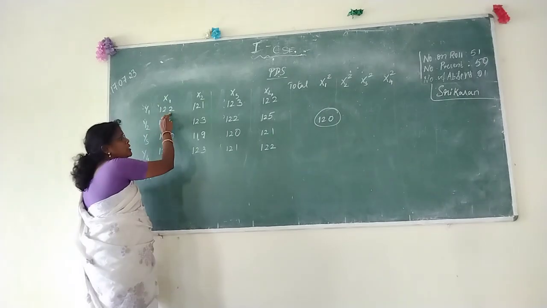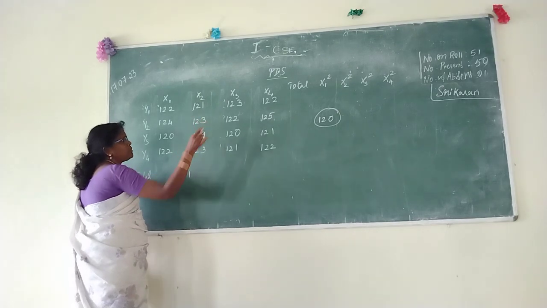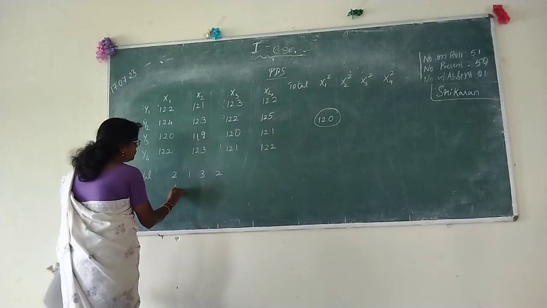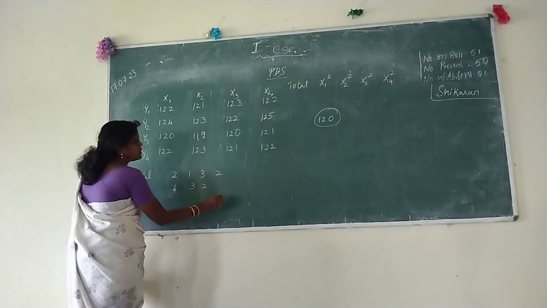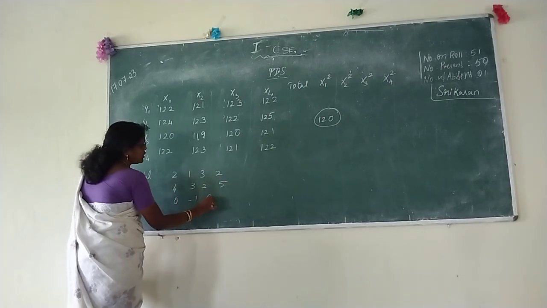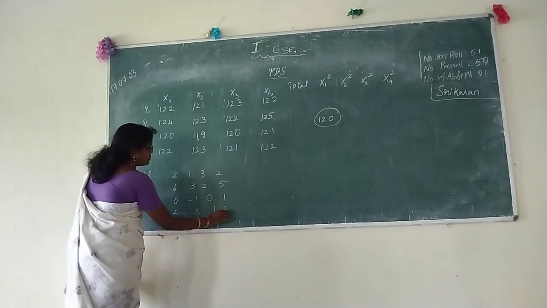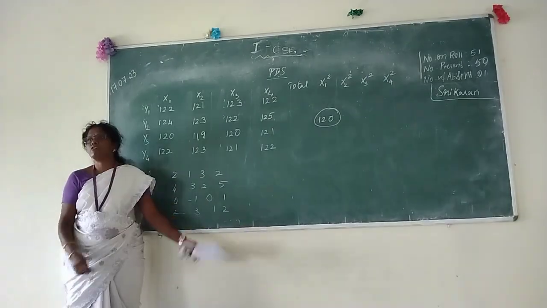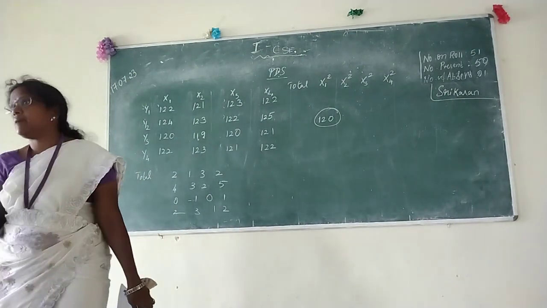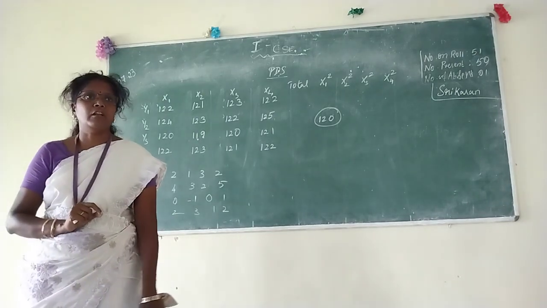What will happen? 122 minus 120, 2. 121 minus 120, 1. 123 minus 120, 3. 122 minus 120, 2. Second row: 4, 3, 2, 0, minus 1, 0, 1. Last row: 3, 1, 2. You can reduce it to a smaller number, then proceed with our usual procedure. But however much you reduce, the final answers TSS, SSC, SSR should be the same values. There should not be any difference in those values.